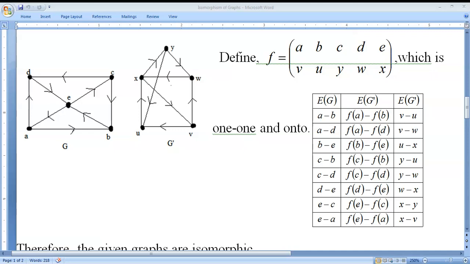Moving on to the last edge, EA. EA is an edge in the first graph. Correspondingly, f of E, f of A must be an edge in the second graph. F of E means X, f of A means V. So XV must be an edge in the second graph. Clearly from the second graph, XV is an edge. Since for every edge uv in the first graph, f of u, f of v is an edge in the second graph, all the conditions are satisfied. Hence we can say that these two directed graphs are isomorphic to each other.